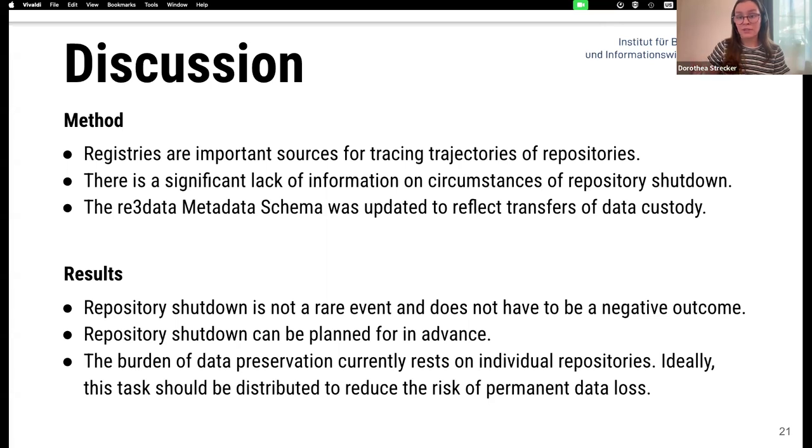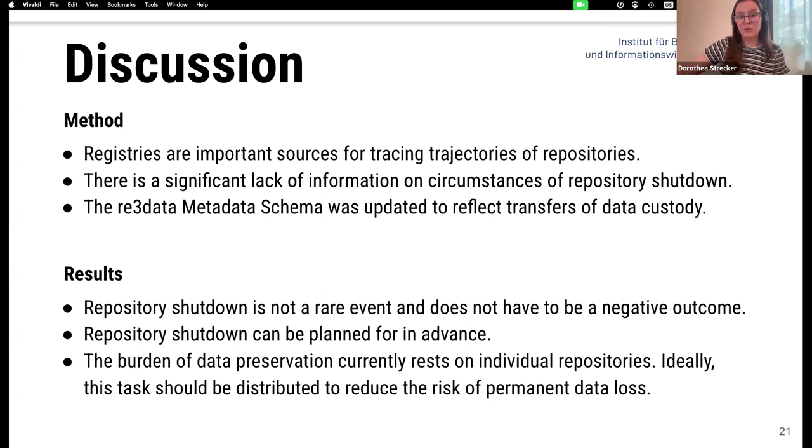And this change will make it possible for users of the registry to trace data collections in case of repository shutdown. So if a user encounters a closed repository, they will be able to check with Re3data if the data was transferred to another repository. And this change will be implemented sometime in the near future.